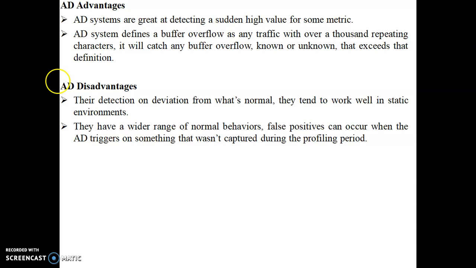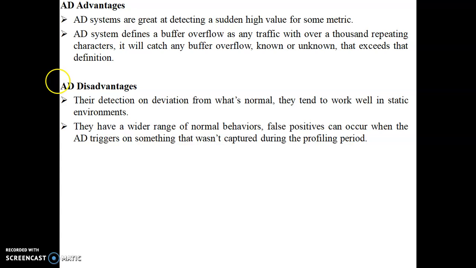Now some disadvantages. Their detection is based on deviation from what is normal, and they tend to work well in a static environment, right? The disadvantage is that the deviation detection works in a static environment, but basically we want it to also work in a dynamic environment. That is one of the disadvantages. They have a wide range of normal behavior. False positives can occur, right? When the AD triggers on something which was not captured during the profiling period.